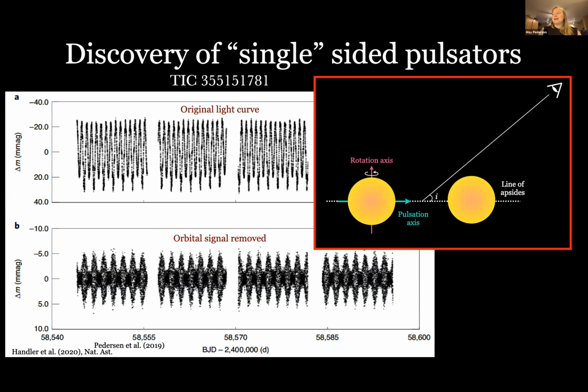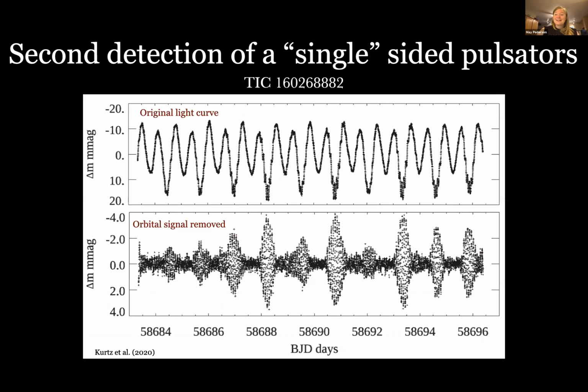They've been theorized to exist before. And in this case, what has happened is that we have an oscillating star where the pulsation axis is in the direction of the line-up axis between these two binary stars. And TESS hasn't only found one star, there's also a second one available. So this is a second such detection of a single-sided pulsator from TESS data.